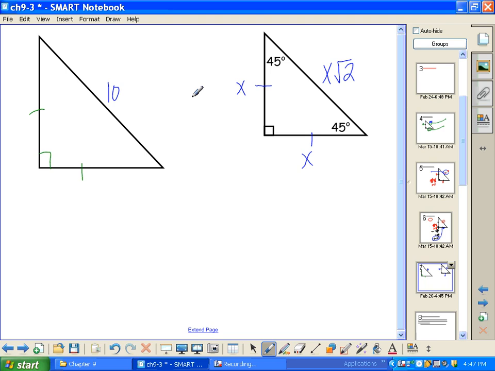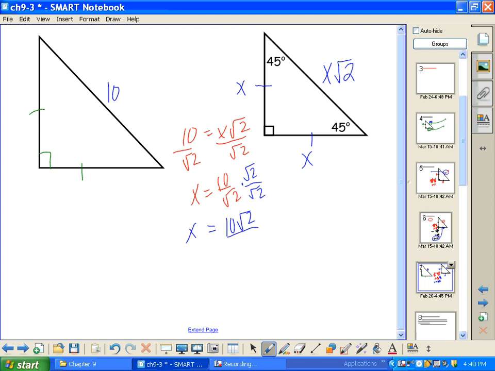Okay, so what we're going to do is take 10 and set that equal to x radical 2. Divide both sides by radical 2. And I know I cannot leave my radical 2 in the denominator, which means I need to multiply both the numerator and denominator by radical 2. If we do that, we get 10 radical 2 over radical 4, which is 2. So now 10 divided by 2 is 5. So my x is equal to 5 radical 2. And that is the length of the leg.